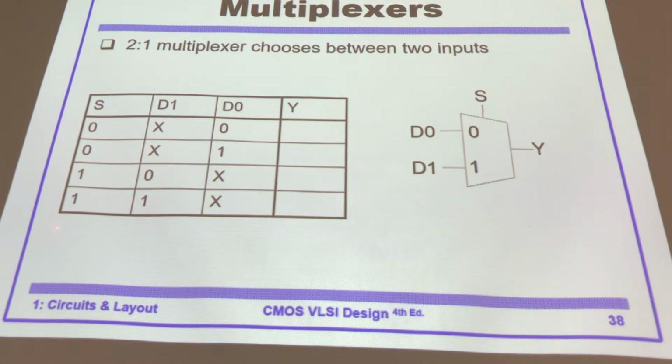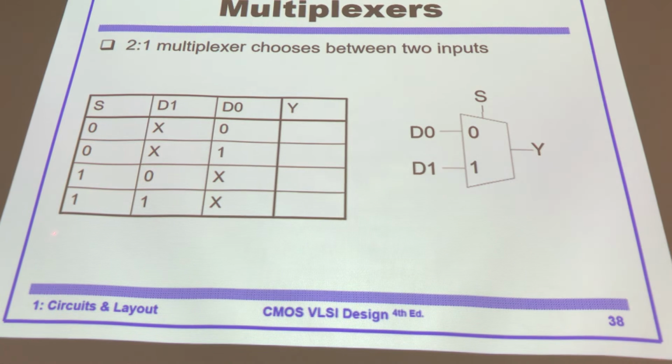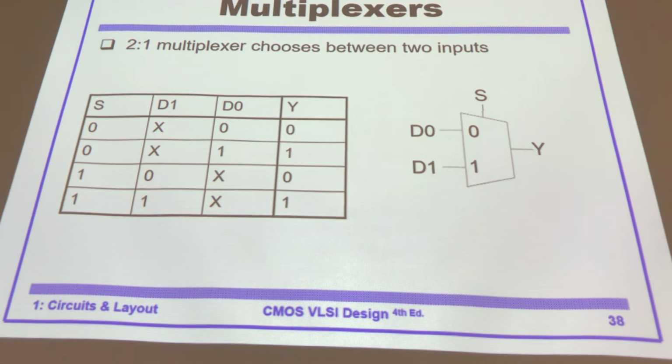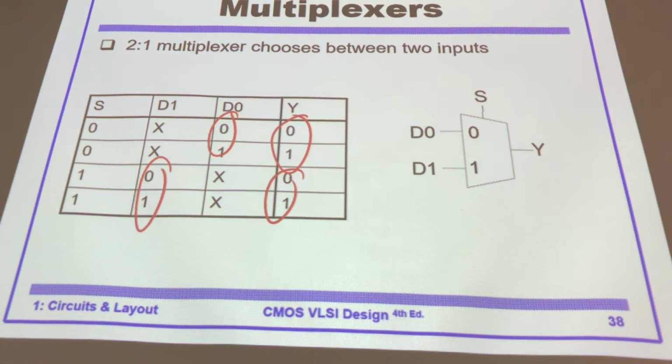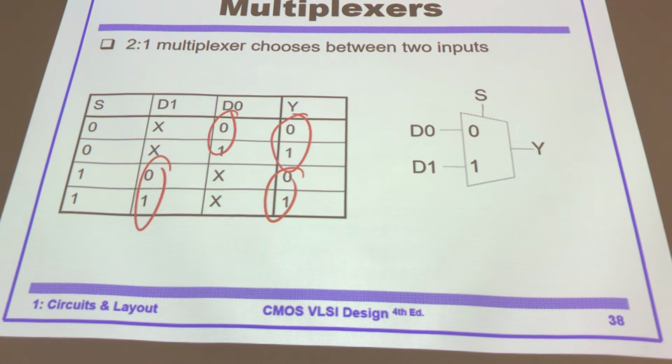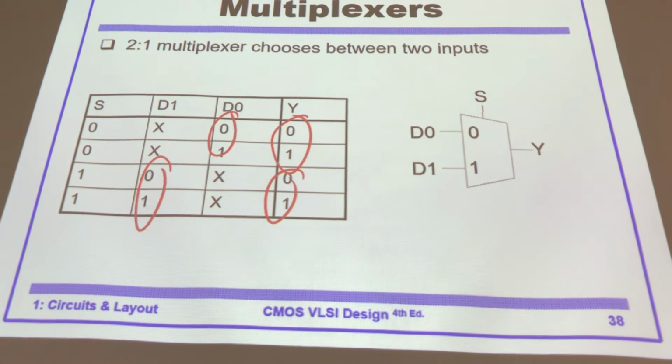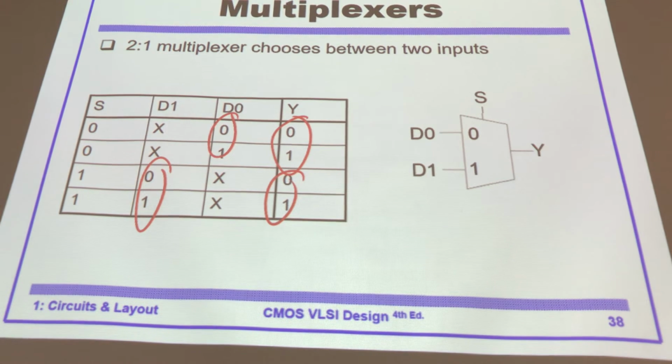So this truth table will give you the input-output relationship. When S is 1, the output just goes through. It's choosing this input or this input, right? That's the 2-to-1 multiplexer. So how do we implement that? How do we design the circuit?